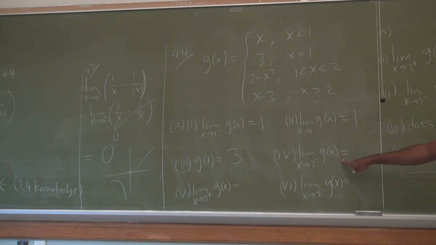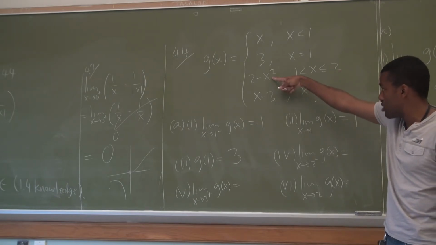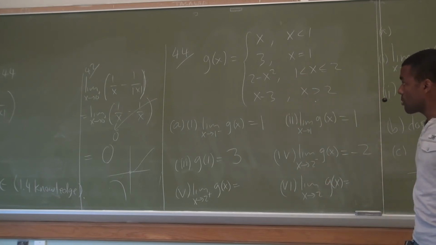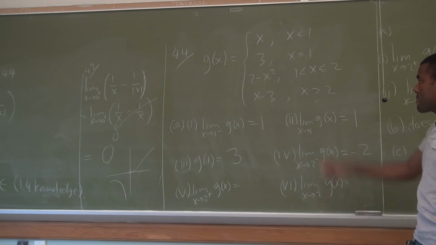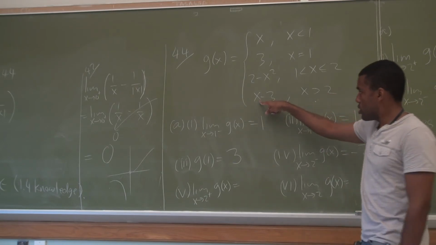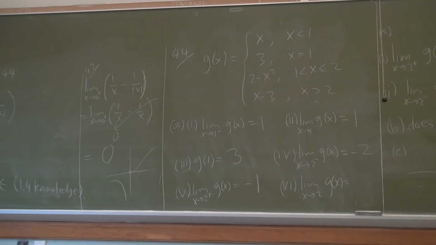2 from the left. Which function would I look at? The third one. You're a little less than 2, so you're looking at this function. What is this at 2? Negative 2. 2 from the right: look at this one. You get negative 1. So here you put in 2, you get minus 1. So what's the limit as you approach 2?